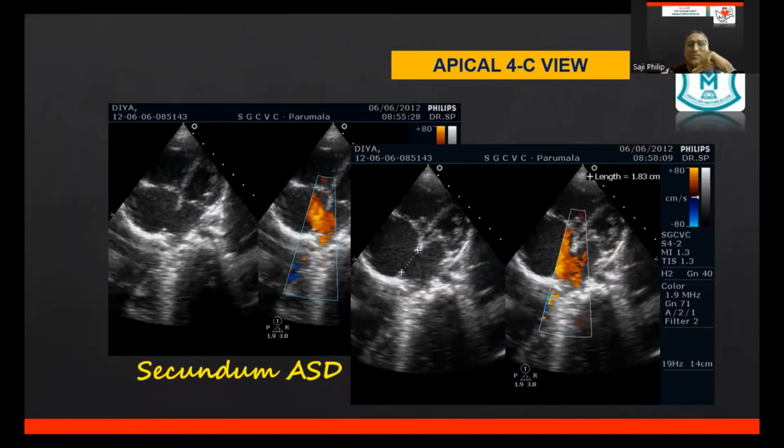The apical four-chamber view measurement may be erratic. Sometimes, even without a septal defect, the color flow gain is high. The flow may supersede over the septum, and you may think that it is a defect. So I won't prefer taking the size in the four-chamber view, unless it is a very small child.